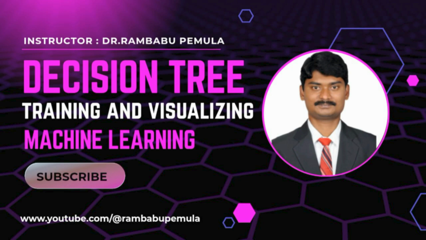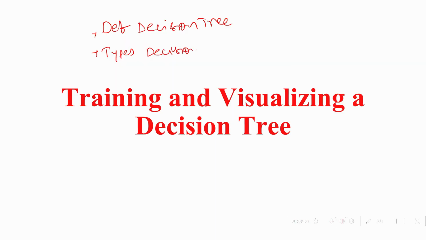In the previous video, we discussed the definition of a decision tree, some terminology of the decision tree, and also the types of decision trees and the types of decision tree algorithms, like the ID3 algorithm, the C4.5 algorithm, and the CART algorithm, classification and regression tree algorithm. Based on these algorithms, we can construct the decision tree and predict the corresponding value. In this video, I am going to explain training and visualizing a decision tree.